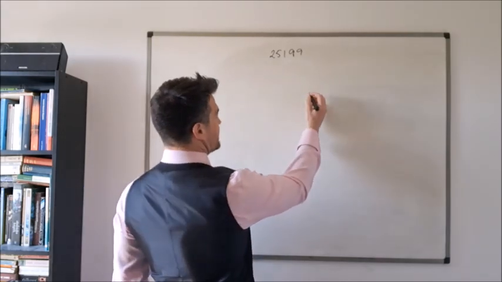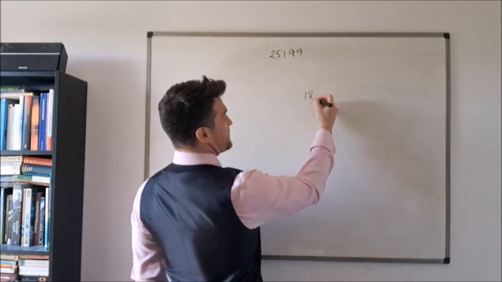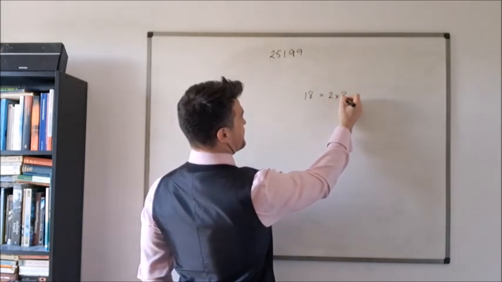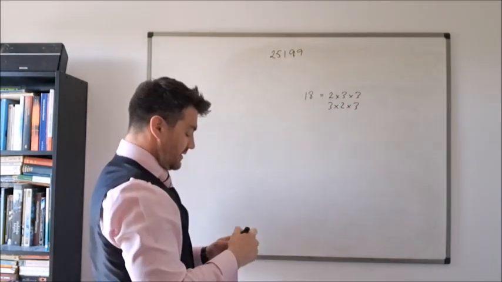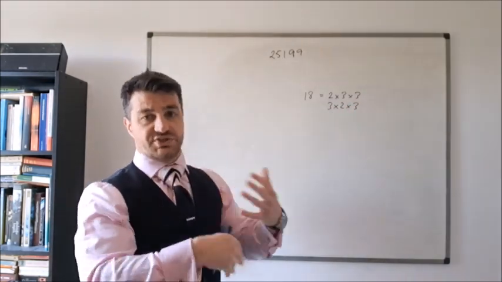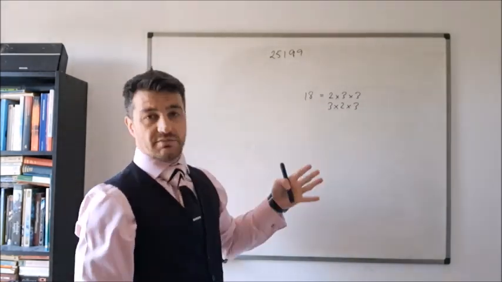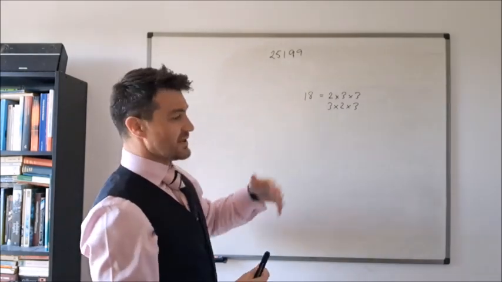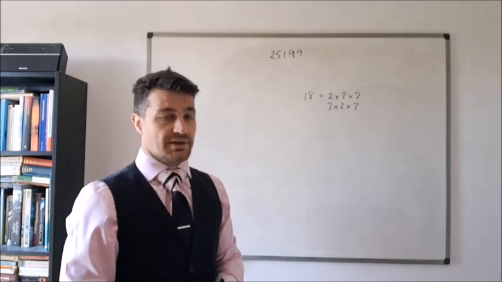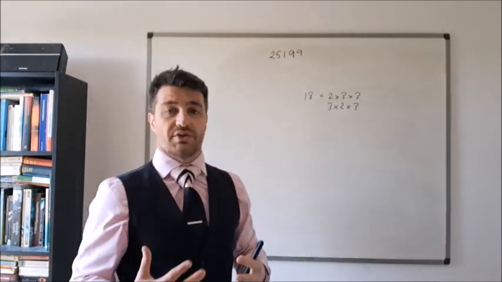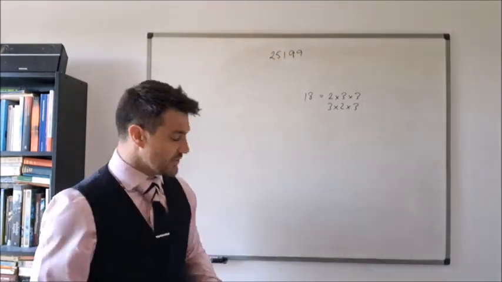So for example, if we take the number 18, 18 as a product of prime factors is going to be 2 times 3 times 3. Now obviously we could write this as 3 times 2 times 3, but this hasn't changed the factors, it's just changed the order that we're multiplying the factors. So these would be considered one and the same thing. They're both the same prime factor decomposition of the number 18. And there's no other prime factor decomposition that we can find for the number 18.